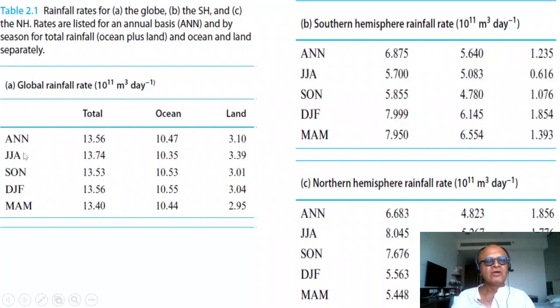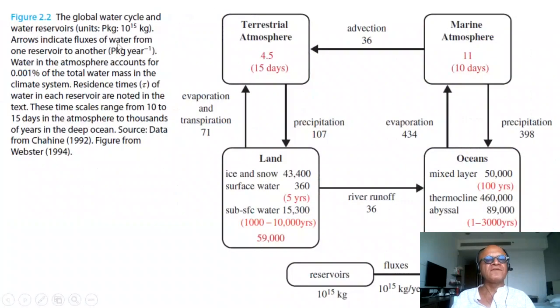So this is looking at annual means and the solstitial and equinoctial seasons in 10 to the 11 meter cube per day. So these are massive numbers, so you have to be careful to remember that these differences, which may look like they are small, are actually not that small when you remember it's 10 to the 15 kilogram.